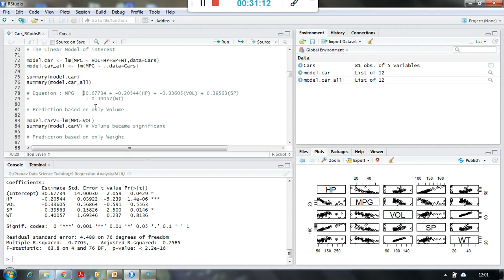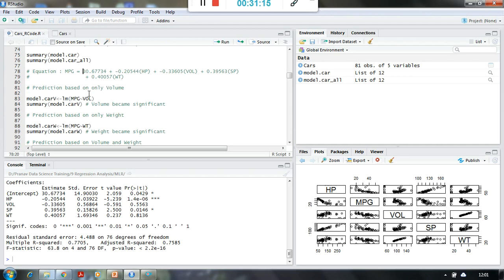This exercise we have already seen when we were discussing simple linear regression. So this is how we write the equation, because my equation is y equal to beta naught plus beta 1 into my x1 variable, which is maybe HP in this case, then beta 2 into my x2 variable, the second variable, maybe volume in this case, beta 3 into SP, and so on. So this is going to be my equation for multiple linear regression.